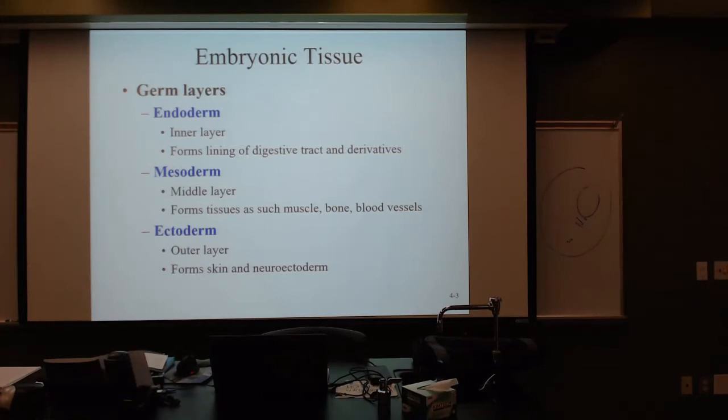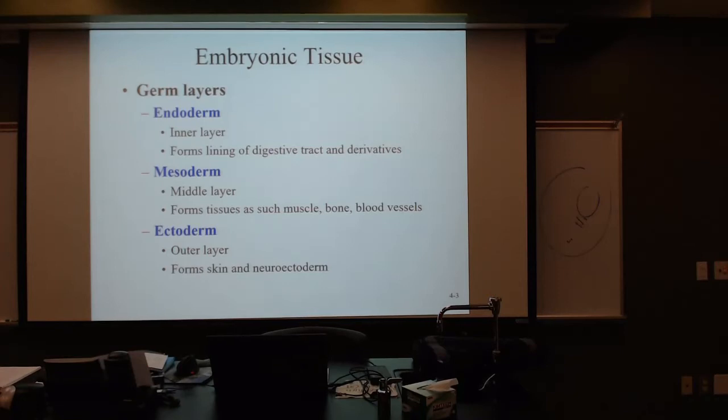Endo means to the inside. Meso means anything in the middle. Ecto meaning outer. Therefore, it gives rise, if you think about the inner part of the body, middle part of the body, outer part of the body, that's what they're giving rise to. For example, ectoderm, outer layer, skin.